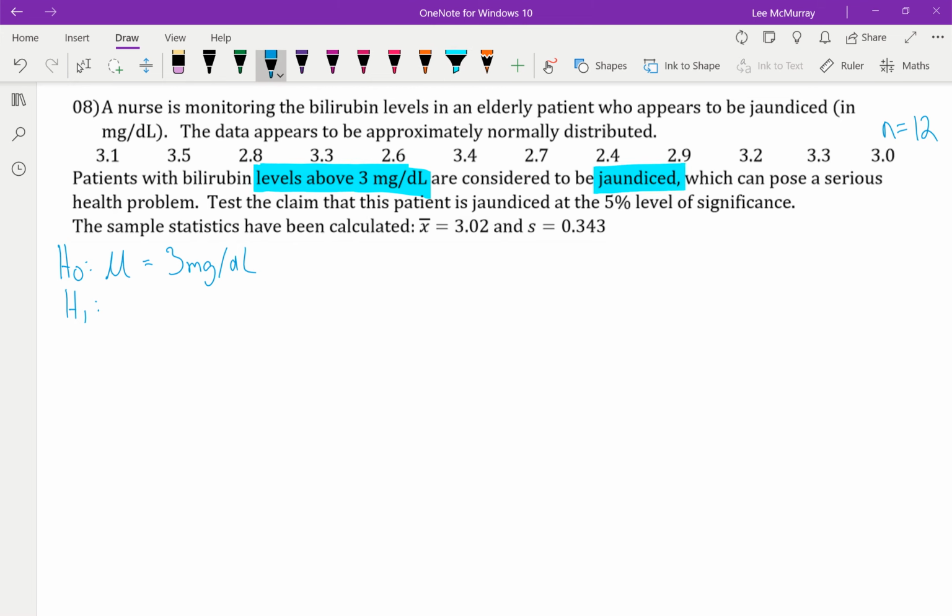So our alternate hypothesis would reflect the claim, which is that the mean is greater than 3 milligrams per deciliter. That's what we're trying to figure out, right? The null hypothesis is that it is 3 milligrams per deciliter. The alternate would be that it's greater than, and that's how we'll determine whether or not this individual appears to be jaundiced. So this is obviously a right tail test, because it's a greater than claim for the alternate hypothesis. We can easily identify the significance level. We were told it's 5%, so the significance level alpha is equal to 0.05.